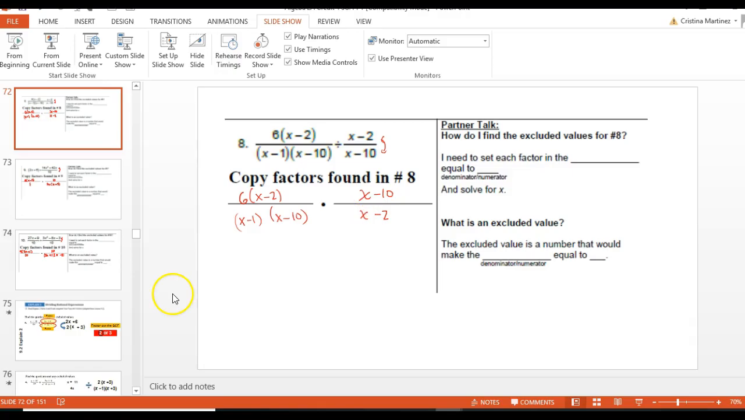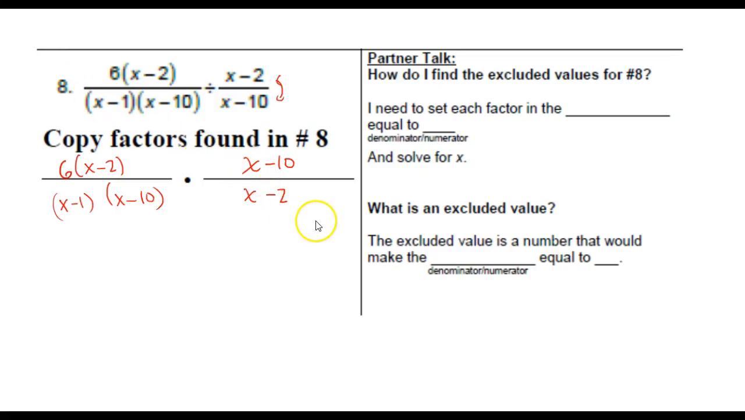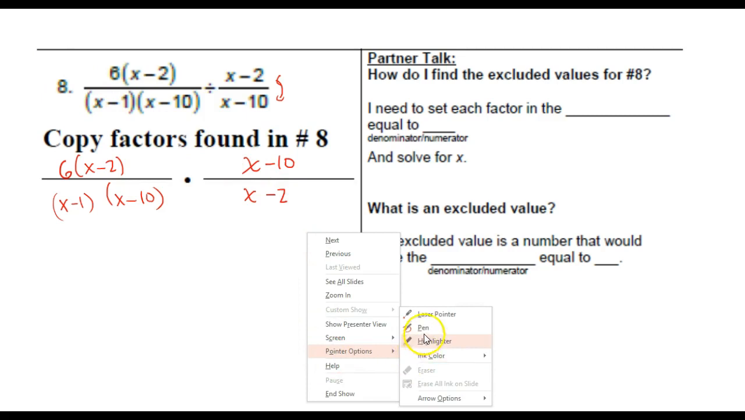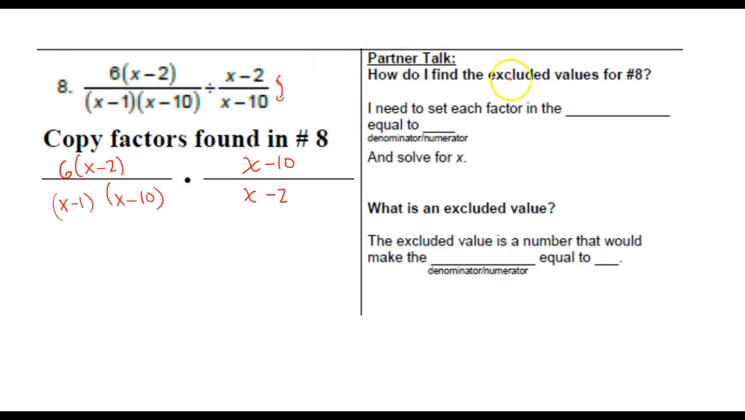Alright, continuing right along to this problem. I copied the factors. We're not making you, by the way, redo the problem. That wasn't the point of number 8. A lot of students thought they had to redo the problem. They do not. All we're going over is excluded values. Remember, excluded values are numbers that would make the denominator 0. With that being said, that means we're going to set each of the denominators equal to 0. So I'm going to set this equal, and that equal, and that equal to 0.